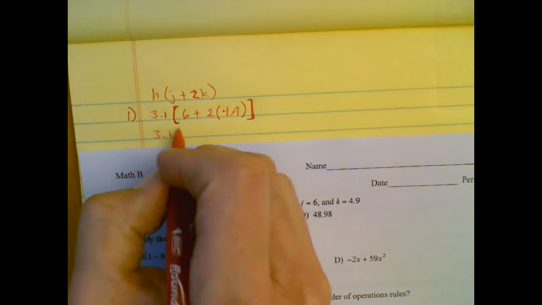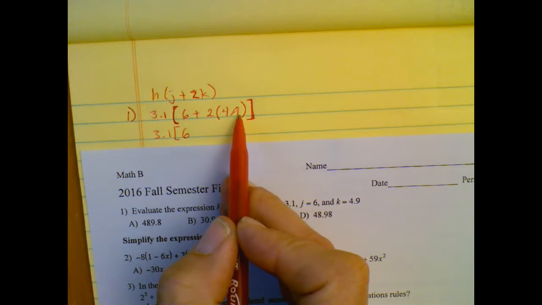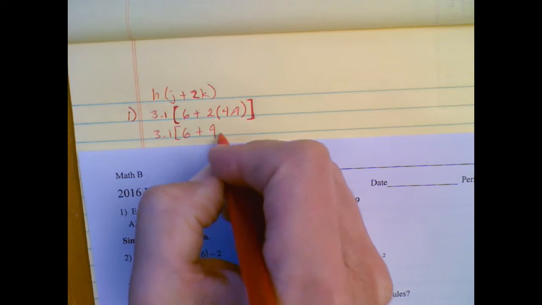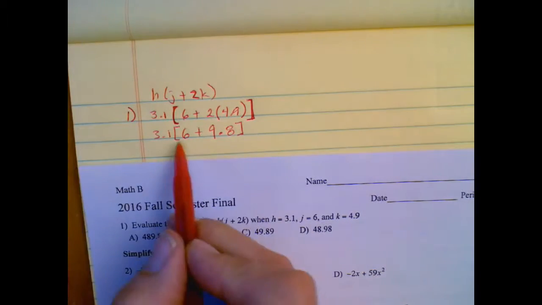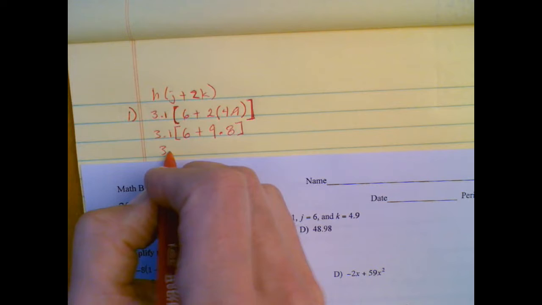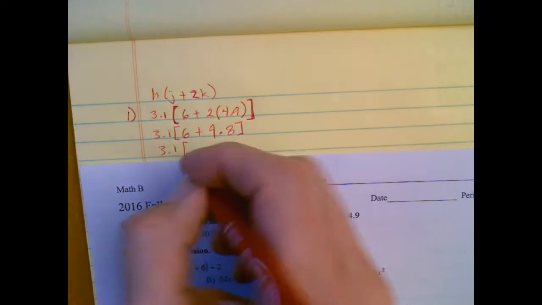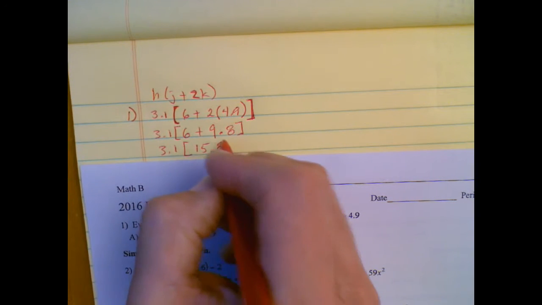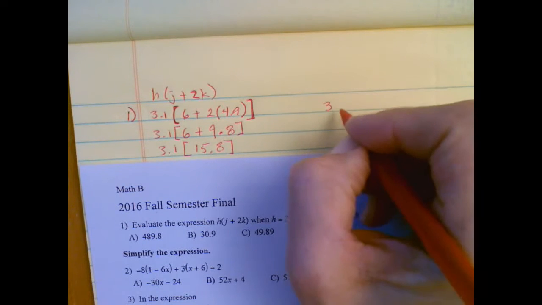I have to look inside the parentheses first. 2 times 4 9/10 is going to be 9 8/10. Now I have to add these two values together. 6 plus 9 8/10 is going to be 15 8/10. And now I have a little multiplication problem I have to do here.